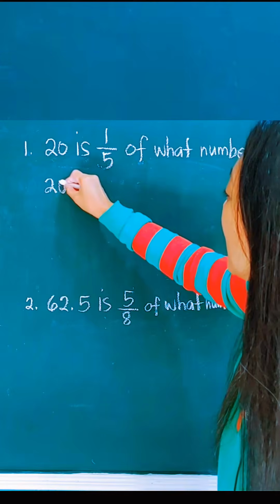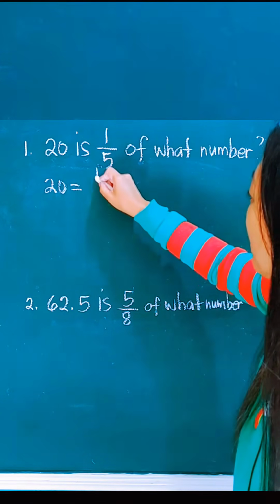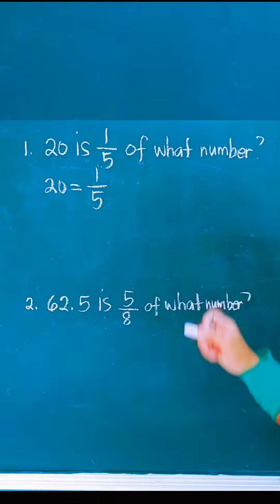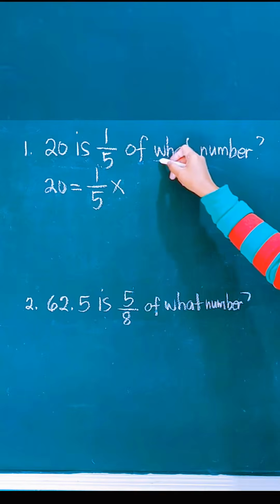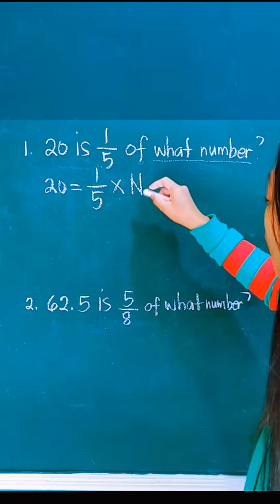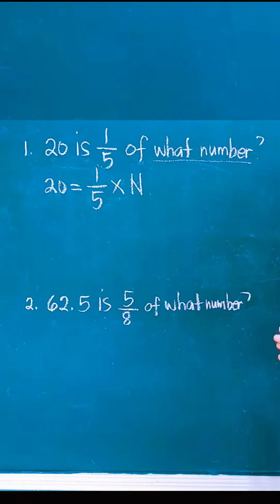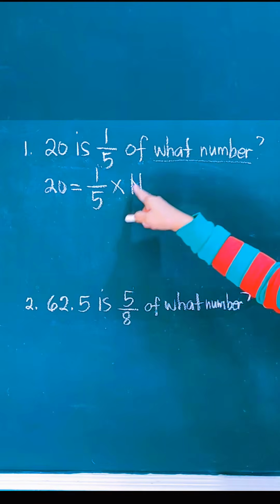Okay, so 20 means equal. Okay, 1/5 of means multiplication. So, ilagay natin ang multiplication sign. What number, i-represent natin ito as n. So, ito ang kailangan nating malaman or hanapin. So, we have 20 is equal to 1/5 times n.